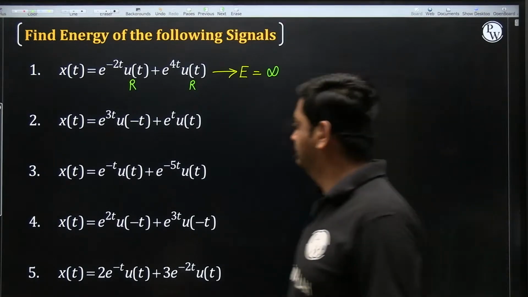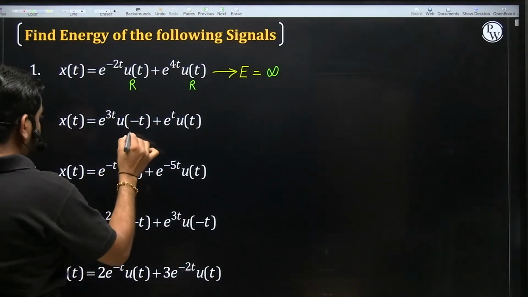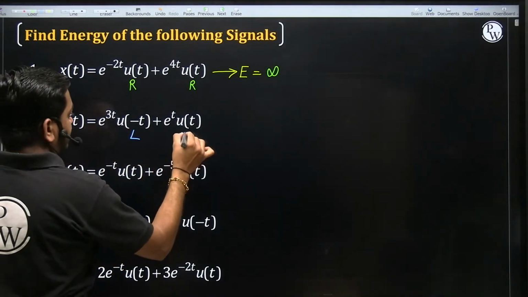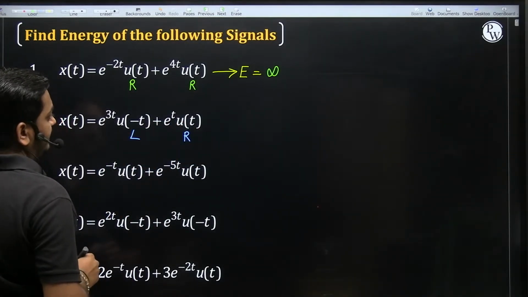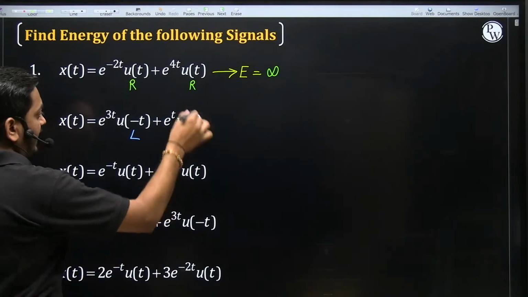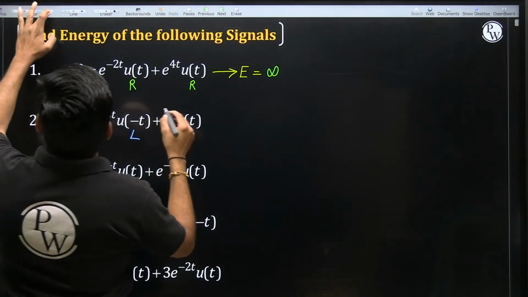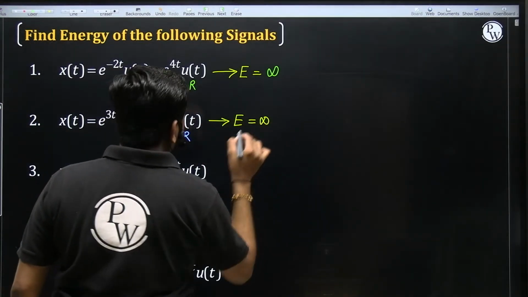Now the second question. In the same way, here this is a left sided signal, opposite sign, so left sided decreasing. Now this is a right sided signal. Again you can see the same sign, guys, t and t. So right side increasing function. As this is an increasing function, the energy of this function will be infinite. So the total energy is also infinite in this case.